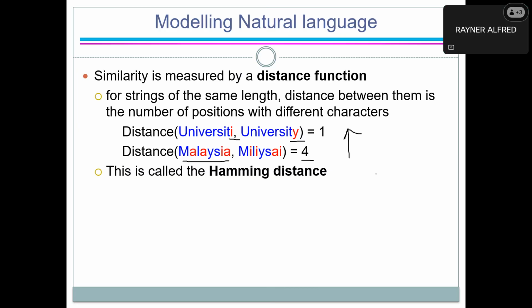Okay. But for this one, you need to have the same number of symbols. You cannot have a different number of symbols. Meaning that kalau Malaysia ini ada 8, this one pun must be 8. Okay.